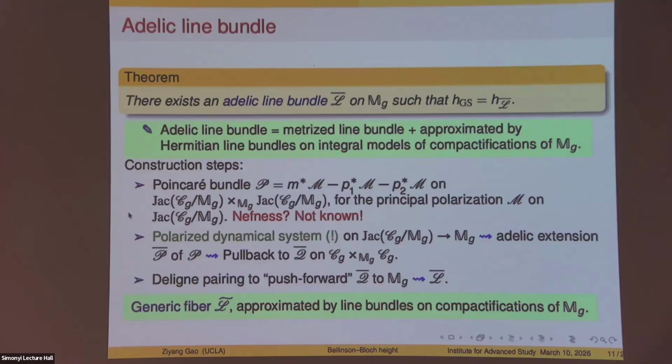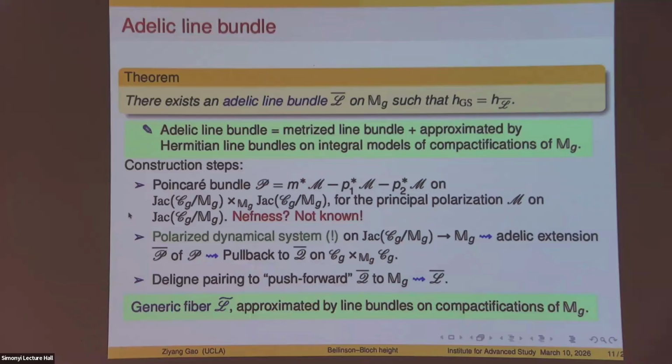There was work by Shouwu Zhang in 2010 where he studied this Beilinson-Bloch height of Gross-Schoen cycles. At least it was hinted that there should be some bundle. What are the ideas to show that? He just did local computations and related them to arithmetic intersections, local by local. But at that time, the theory was not available, so the line bundle wasn't written.